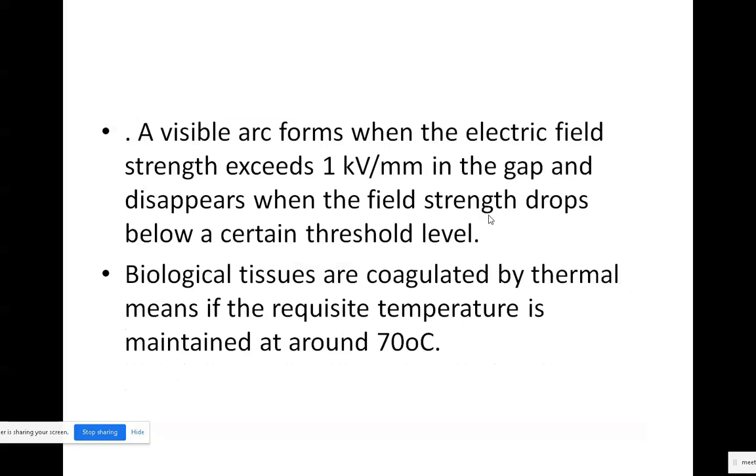A visible arc forms when the electric field strength exceeds 1 kilovolt per millimeter in the gap and disappears when the field strength drops below a certain threshold level. So you have to maintain the threshold value to form the visible arcs in the tissue. Biological tissues are coagulated by thermal means if the requisite temperature is maintained at around 700 degrees Celsius. So coagulation, that is clotting of blood in the biological tissue, will be maintained only at 700 degrees Celsius. 700 degrees Celsius is nothing but the temperature.